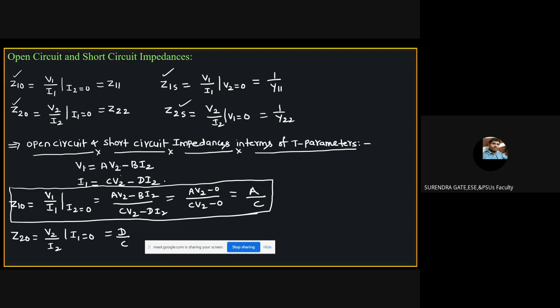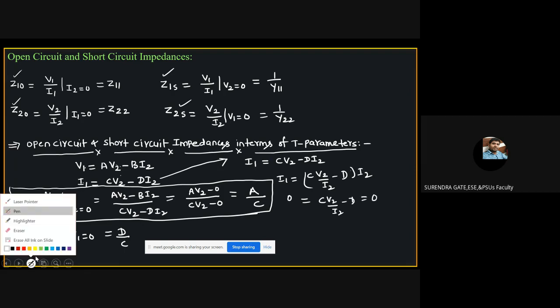Or simply, if you want V2 by I2, take this equation. What is I1 equal to? CV2 minus DI2. Then take I2 common: I1 equals C into V2 by I2 minus D into I2. But I1 is 0, so take I1 equal to 0: C times V2 by I2 minus D equals 0.